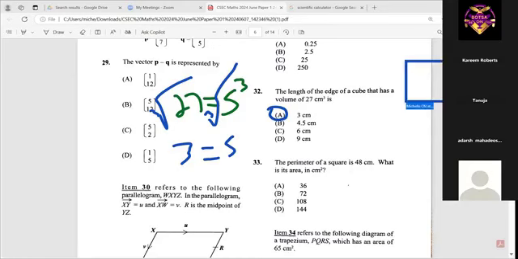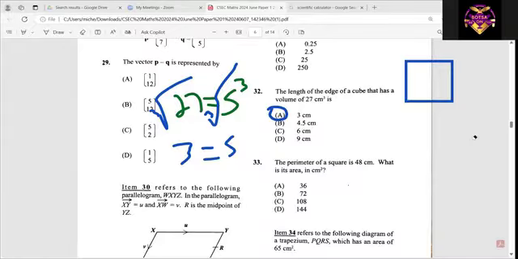So the perimeter of a square is 48. This perimeter represents the length of all four sides, or what they like to call the distance around, right? I find some people real quiet, that is not good.